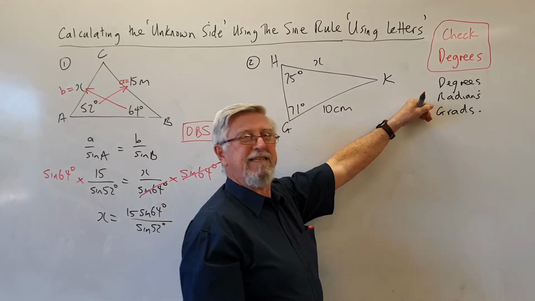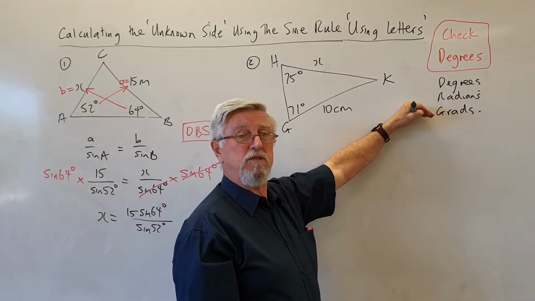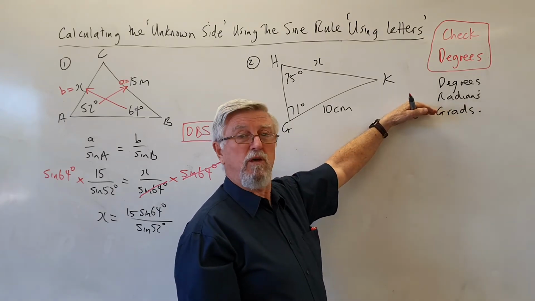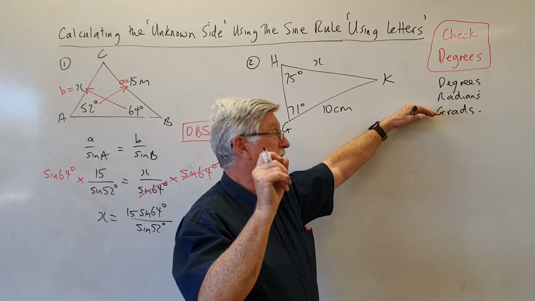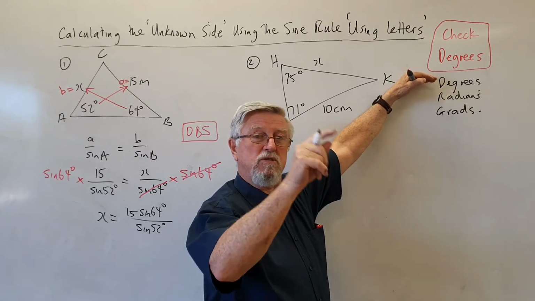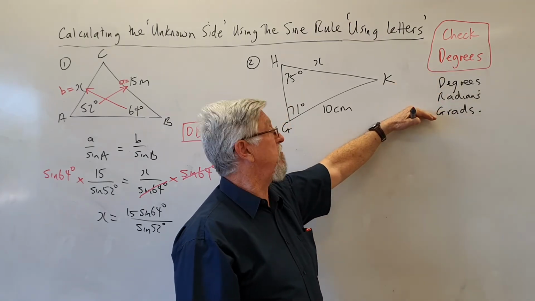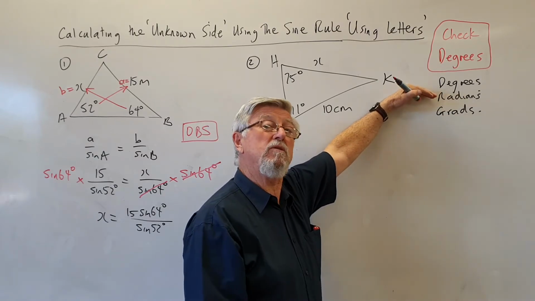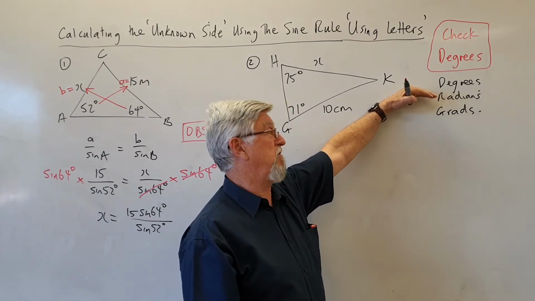Grads is for the French system, their international system that they use, and they're talking about 100, instead of 90 degrees in the right angle, they're talking about 100. Instead of 360 degrees for a circle, they're talking about 400. Radians is for calculus in year 11 and 12, and a lot of people will come and do that later on.